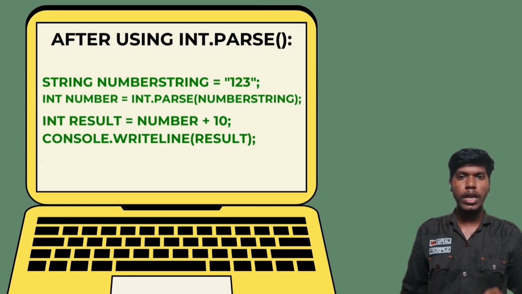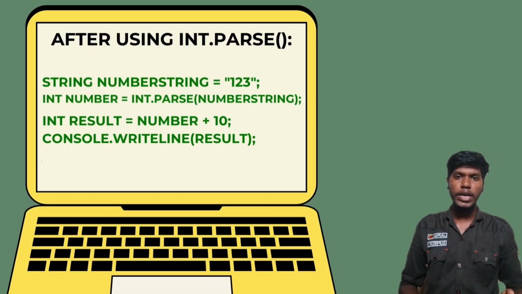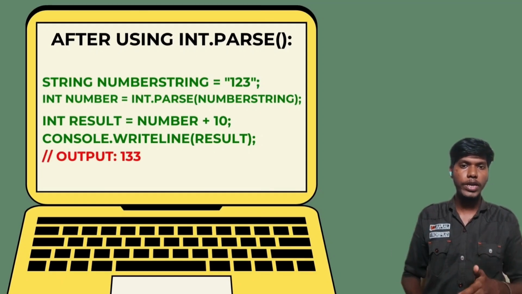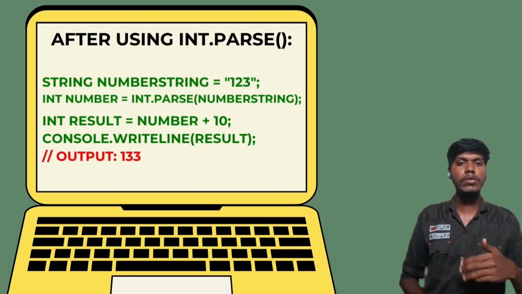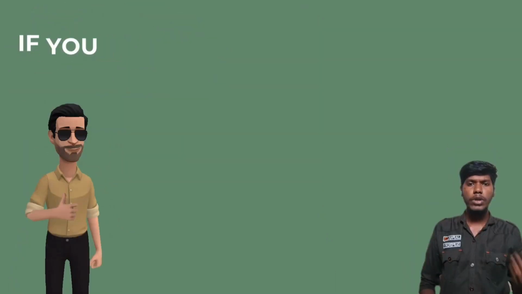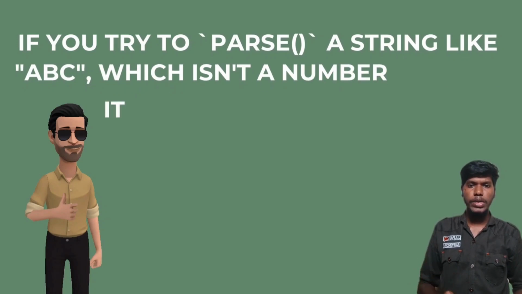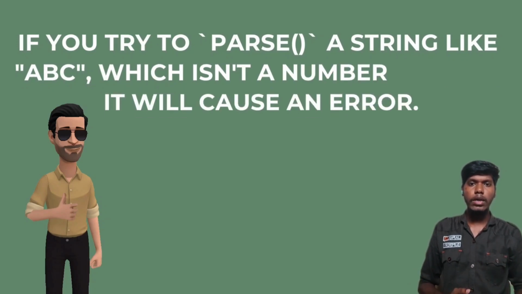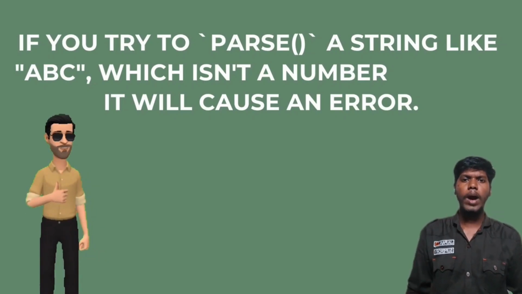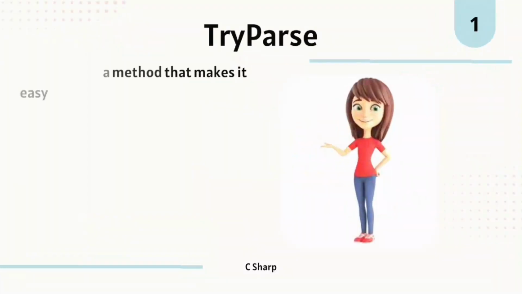into a number. Now, the string "123" is converted into the number 123 and we can perform mathematical operations using it. Now, if we try to add 10 to 123, we will get the correct answer as 133. But what if I try to pass something like ABC? If you try to pass string ABC, it will give you an error because ABC is not a number. Thanks for clearing that up. You're welcome, Nick. And that's how the Parse method works in C#.